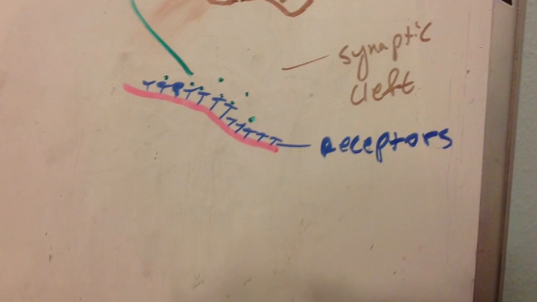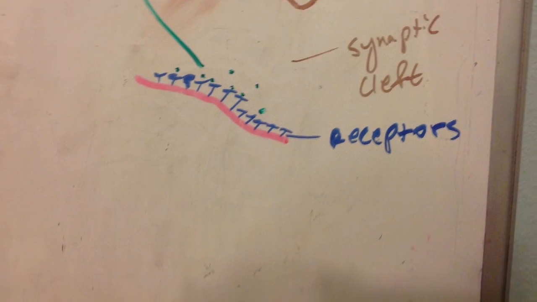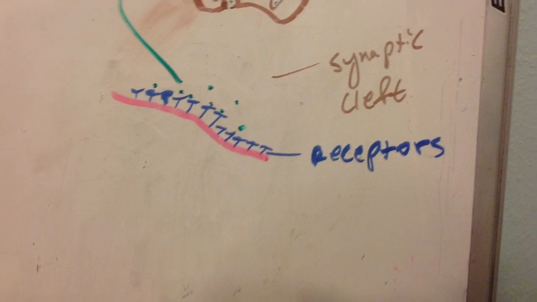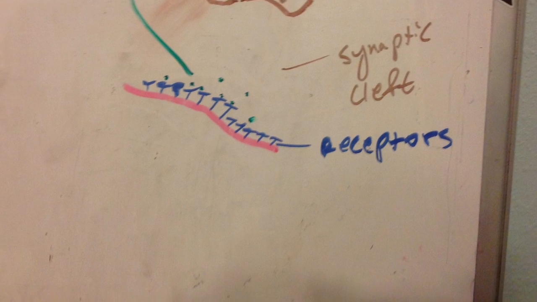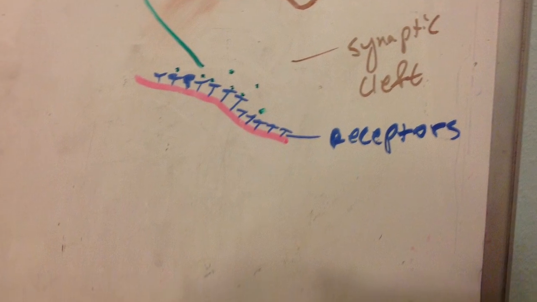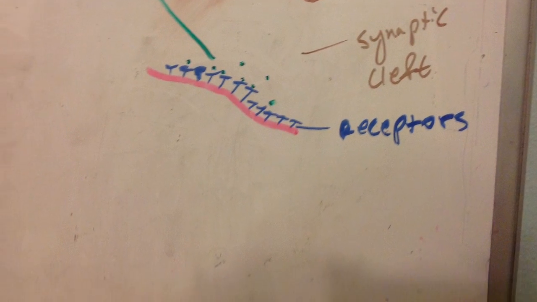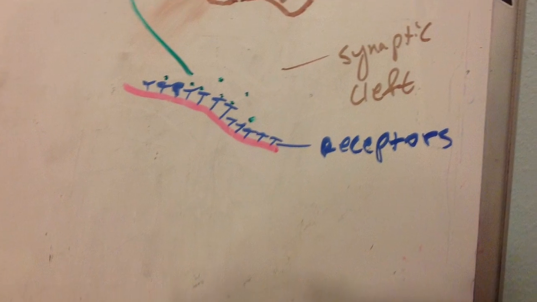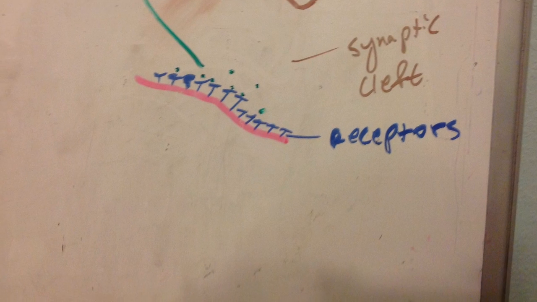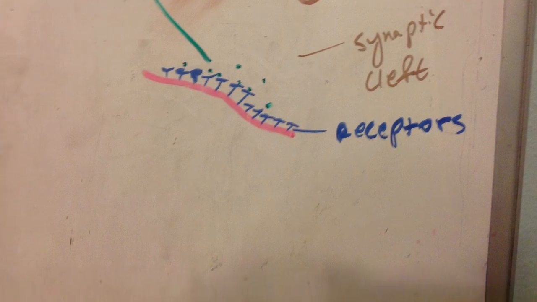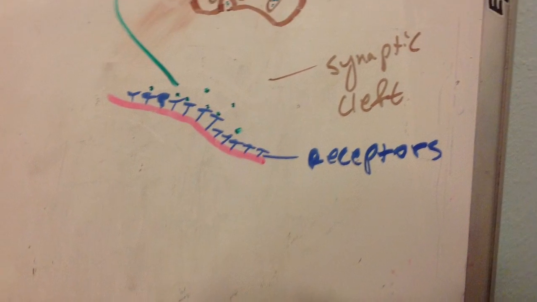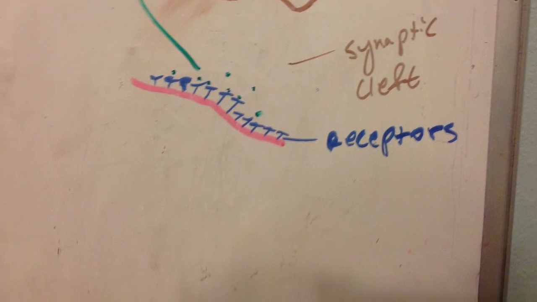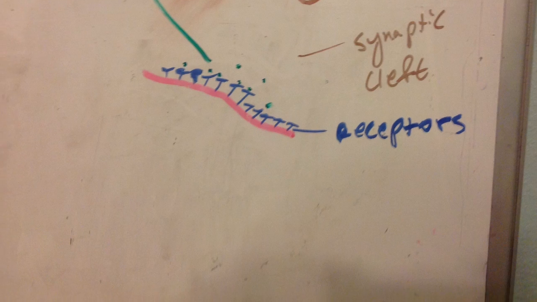When the action potential reaches the axon terminal, it releases molecules in a chemical form called neurotransmitters. The neurotransmitters travel across the synaptic cleft and bind to the receptors on the membrane of the other cell. And if the other cell is a neuron, this starts the action potential in the other cell, and that's how the stimulus gets transferred from neuron to neuron.